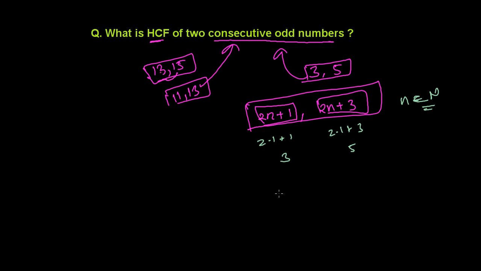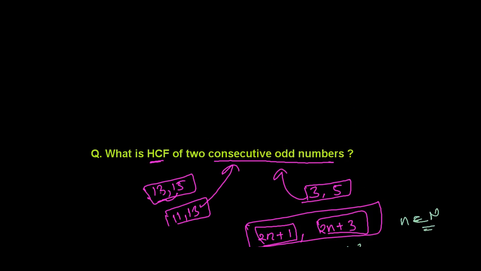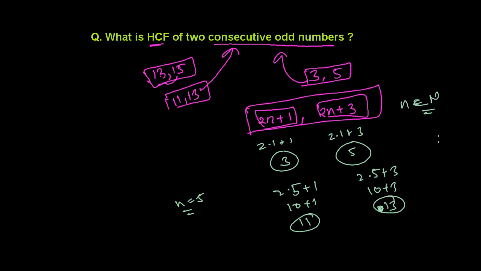Suppose n is 5. Then we get 2 times 5 plus 1 and 2 times 5 plus 3. 2 times 5 is 10, plus 1 is 11, and 10 plus 3 is 13. So 11 and 13 are consecutive odd numbers, and 3 and 5 are two consecutive odd numbers. I hope you understand what consecutive odd numbers are: simply two odd numbers that come one after another.